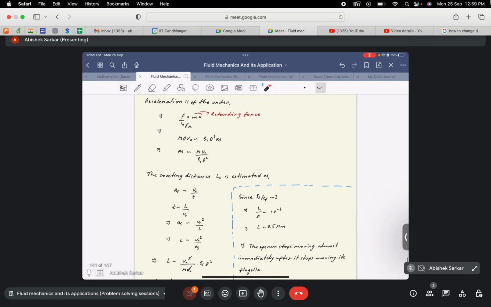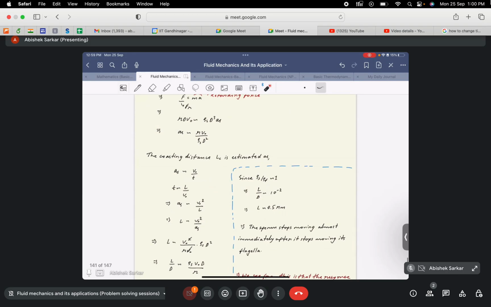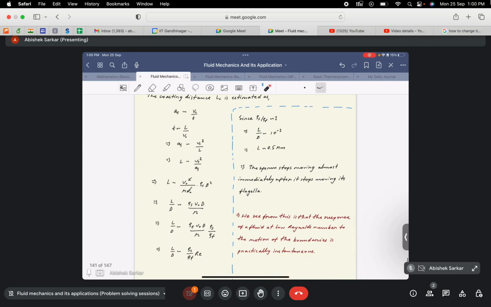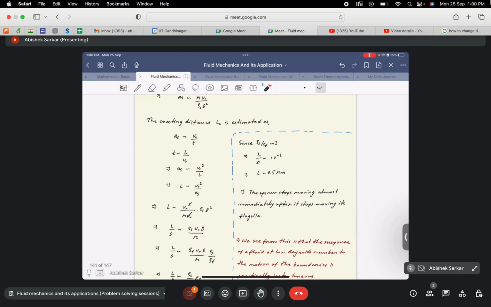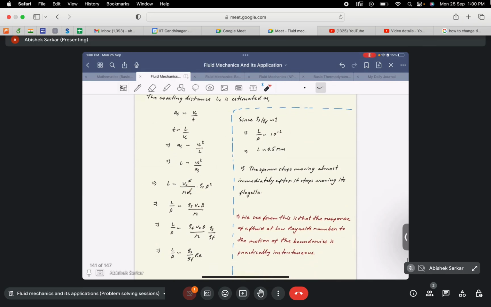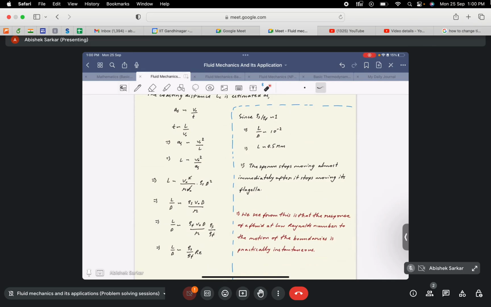Okay, so for the coasting distance, we need to determine the distance up to which this sperm will coast the moment it stops moving its flagella. We know that the acceleration would scale as the velocity by time, and time would scale as length by velocity. Substituting the value of t, we get a s is equal to v square by l, or l is equal to v square by a s. Now if we substitute the value of a s from the earlier equation, we get l is equal to v naught square times mu v naught over rho s d square. If we cancel out these terms and simplify, we get that l by d scales as rho s v naught d by mu.